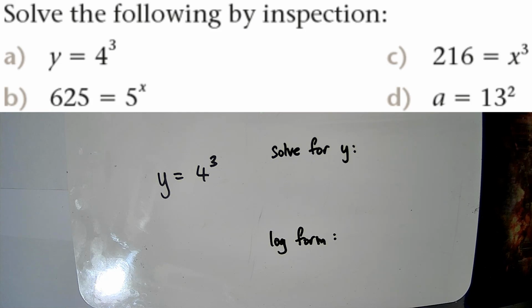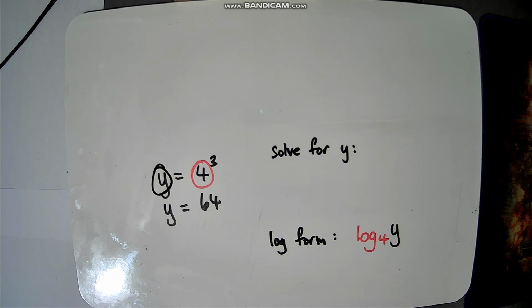Solving for y on our calculator, 4 to the power 3 is 64. If you were to write that in a log form, what would be the base? Log to the base 4. Log to the base 4 followed by the answer is equal to the power.